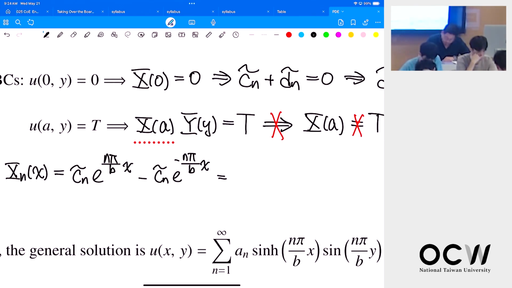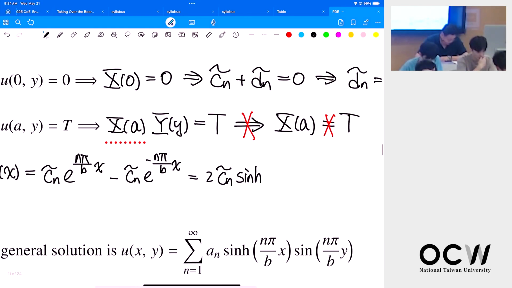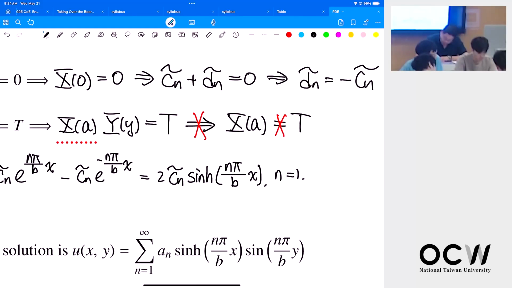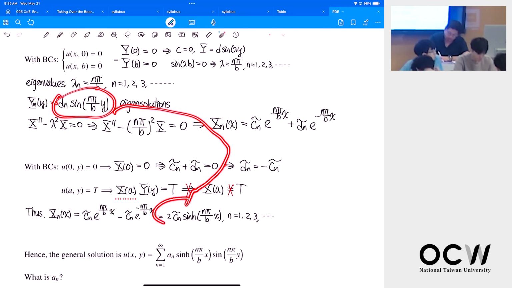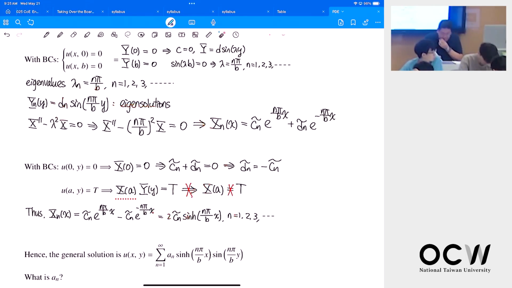So we can rewrite this to a hyperbolic sine function, where n is from 1, 2, 3 to infinity. So my y is here, my x is here. The combination, this coefficient becomes an times hyperbolic sine times sine function.